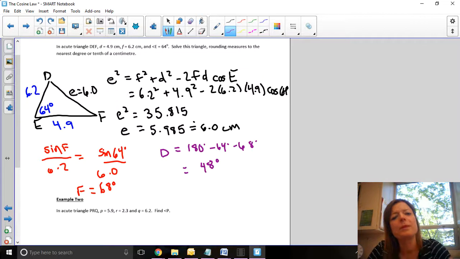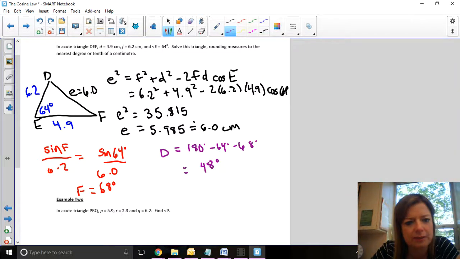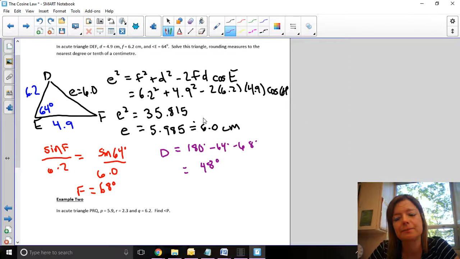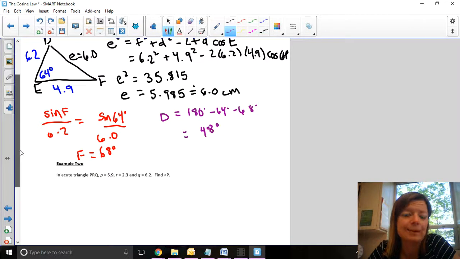So notice that the cosine law is the most difficult law. It's a lot longer than the sine law. So we do try to use the sine law if we can because it's simpler. So in this case, I could have used the cosine law to solve for an unknown angle, but I used the sine law instead because it's simpler.